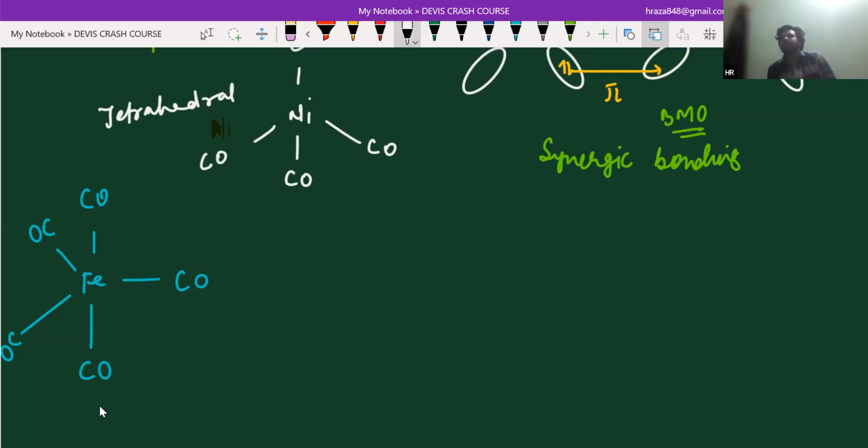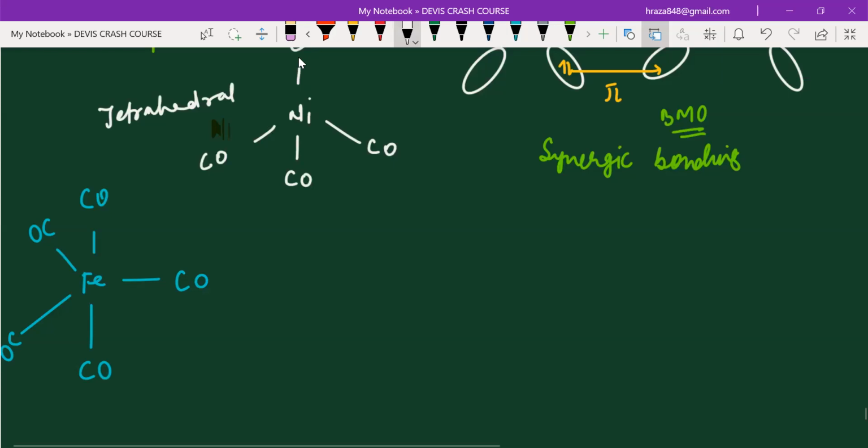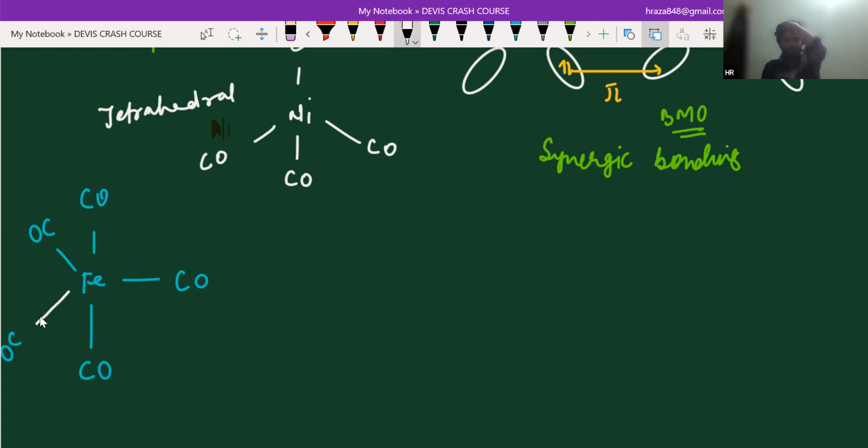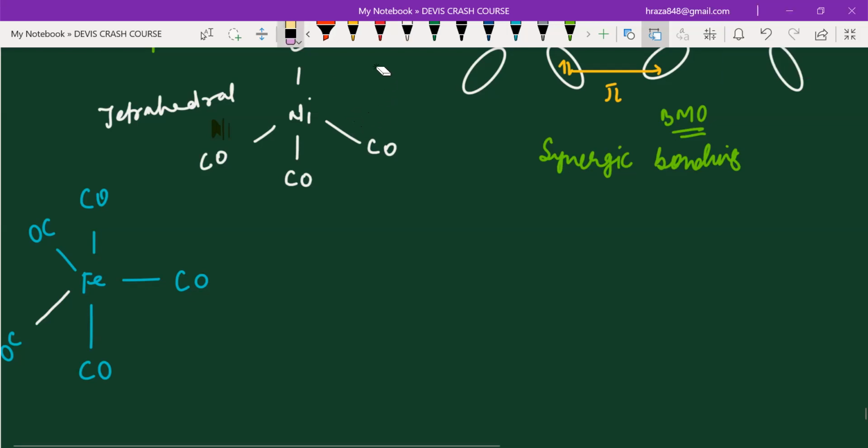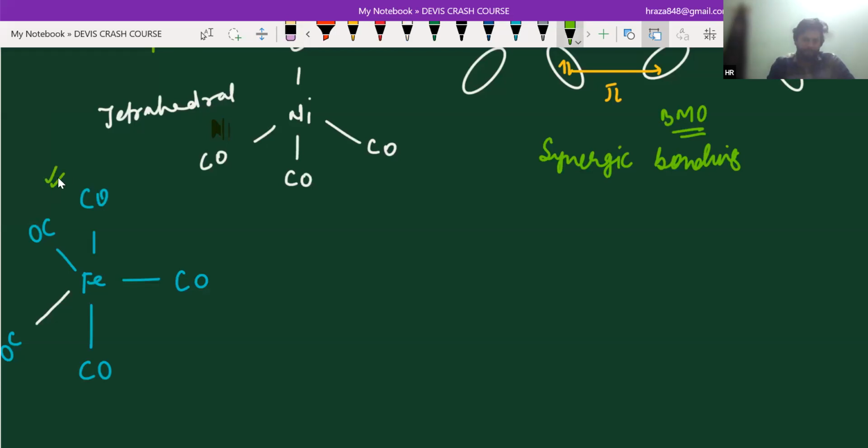Can you tell me how many types of bonds are here? All the single bonds are sigma bonds, but I'm asking whether all bonds are equal. In tetrahedral, all the bonds are equal. Does this apply to trigonal bipyramidal? No, I think the axial ones are different from the equatorial ones. Axial, axial, equatorial, equatorial, equatorial, and the axial bonds are longer than the equatorial.